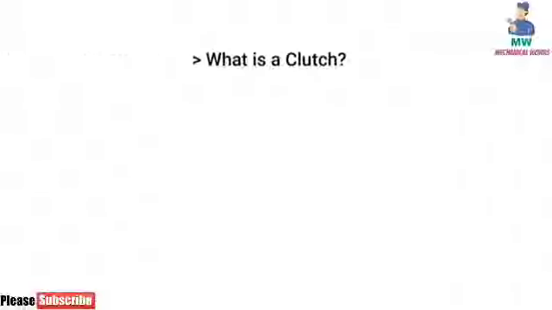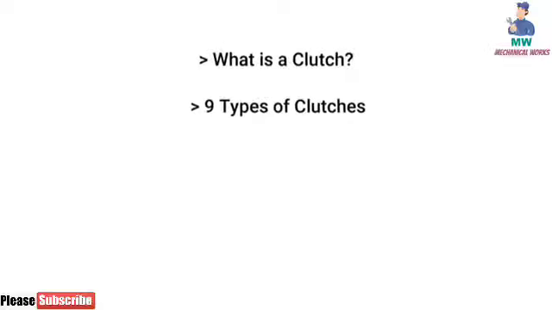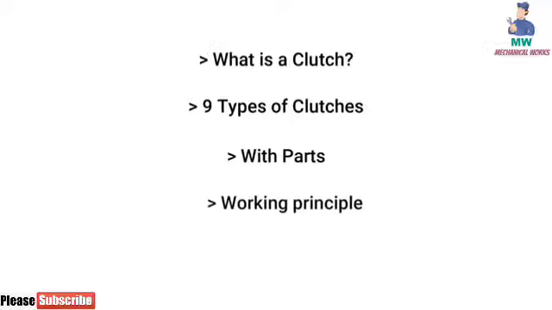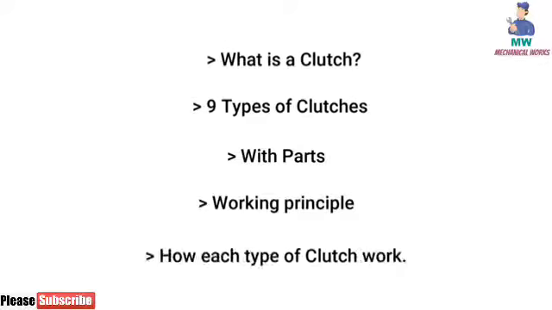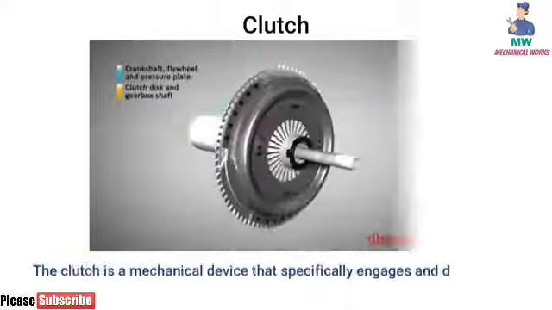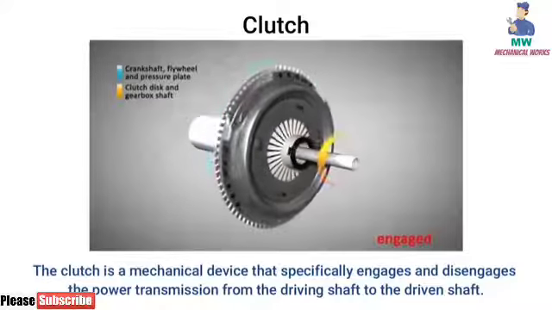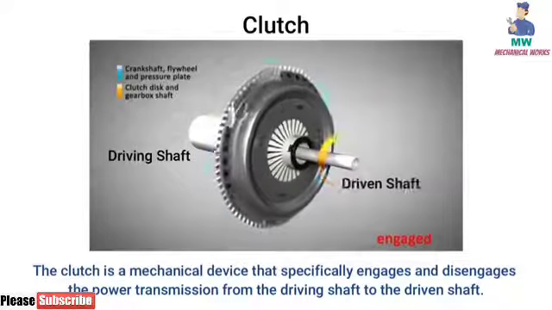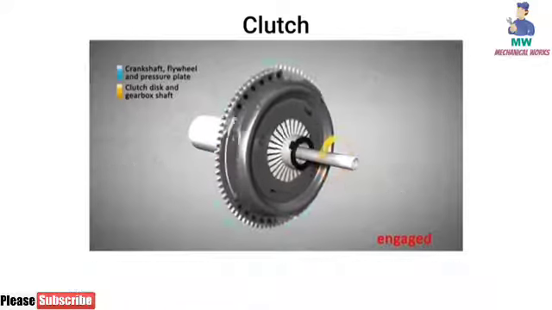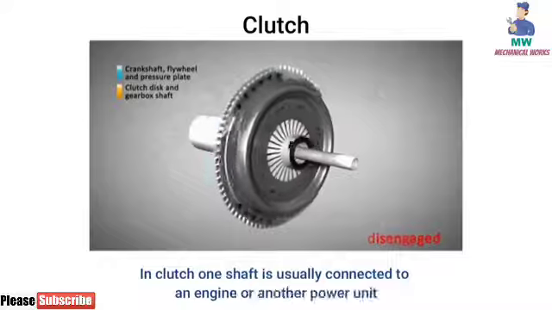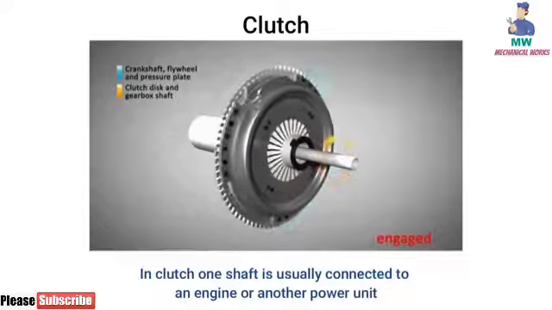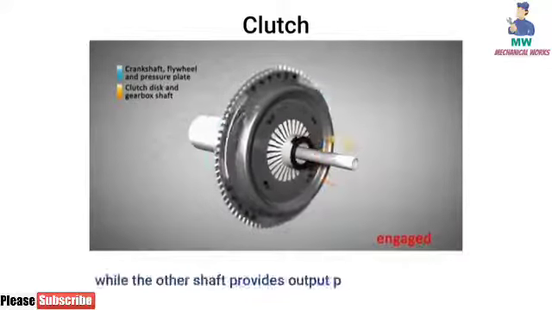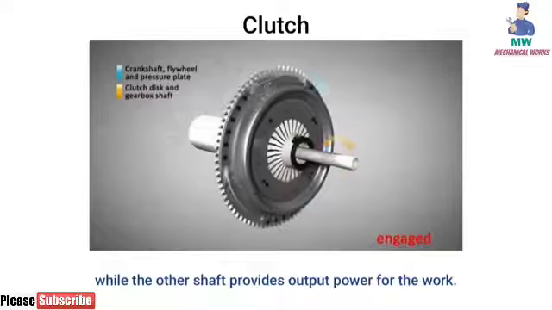You will learn what a clutch is, 9 different types of clutches, their parts, the working principle, and how each type of clutch works. The clutch is a mechanical device that specifically engages and disengages the power transmission from the driving shaft to the driven shaft. In a clutch, one shaft is usually connected to an engine or another power unit, while the other shaft provides output power for the work.